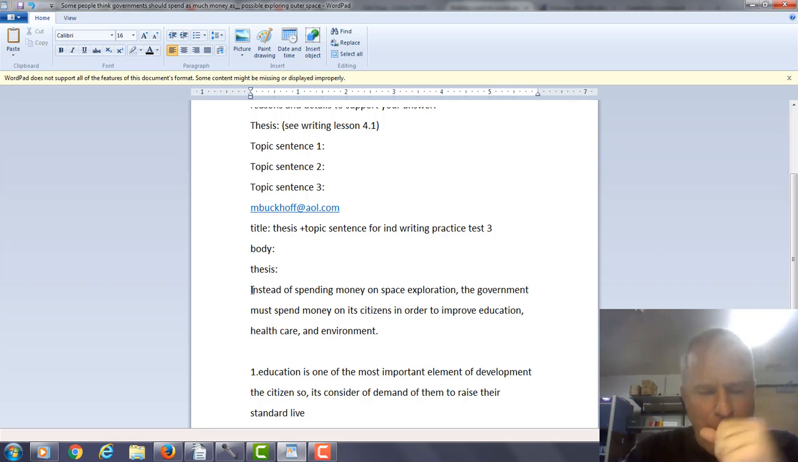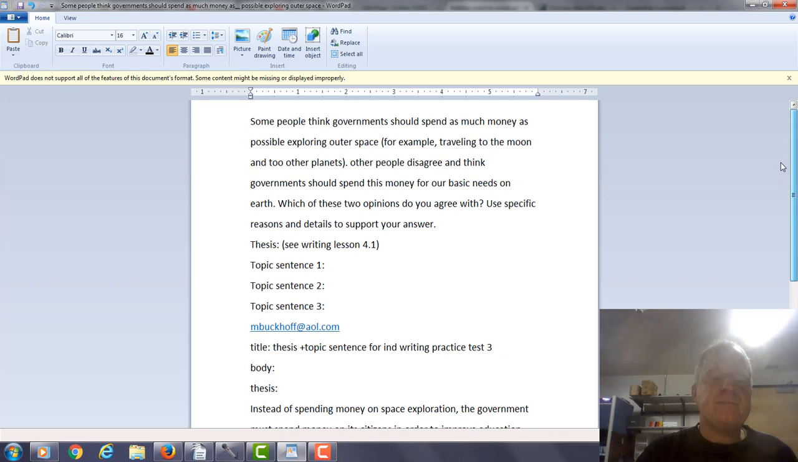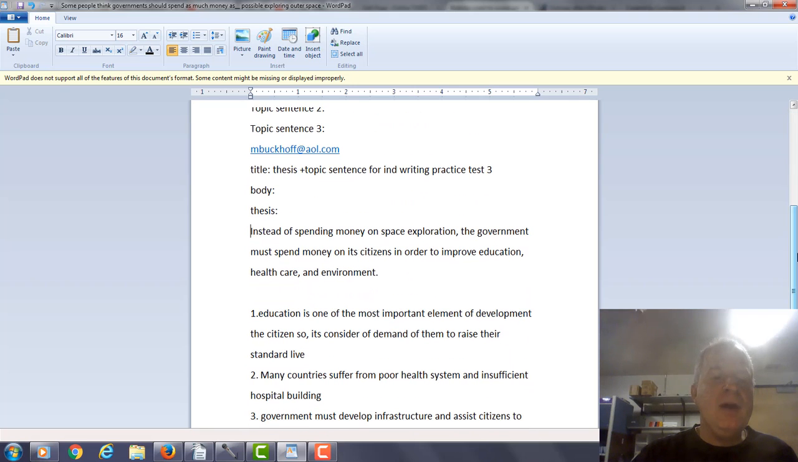So what you have works, but I'm trying to take this first idea from the writing prompt, because it says up here, some people think the government should spend as much money as possible exploring outer space. Other people disagree, think government should spend this money for basic needs. Which of the two opinions do you agree with? So then you have, instead of spending money on space exploration, the government must spend money on its citizens in order to improve education, healthcare, and the environment.